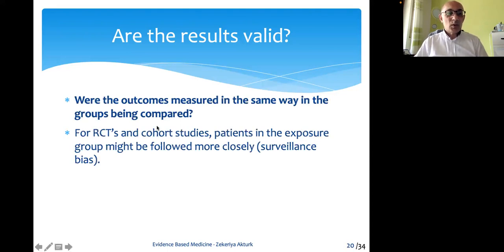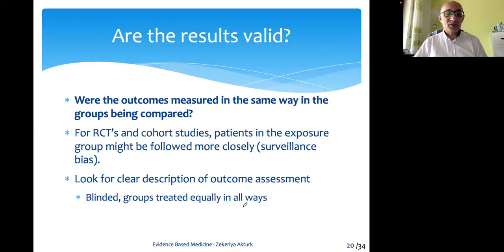Another question is, were the outcomes measured in the same way in the groups being compared? For RCTs and cohort studies, patients in the exposure group might be followed more closely. That is called surveillance bias. If you have two groups, one is the study group, they have to come regularly to take the medication or receive the intervention. You see them more frequently. Simply because you see them more frequently, that could lead to some differences in the study and control groups.